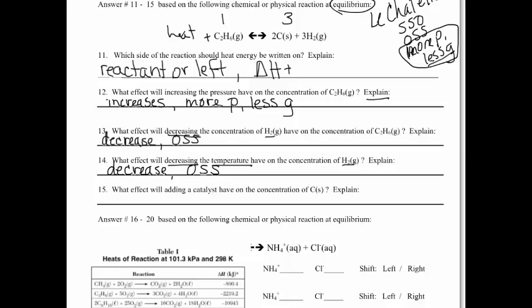Number 15, what effect will adding a catalyst have on the concentration of CS? When you add a catalyst to a reaction, all it's going to do is increase the rate of the reaction. But because it is at equilibrium, it's going to increase the rate in the forward and in the reverse. So the reaction will be happening more quickly, but everything's going to stay the same concentration because you're going to be making it and you're going to be breaking it down at the same rate, just faster. So we're going to say none. There is no effect on the concentration.